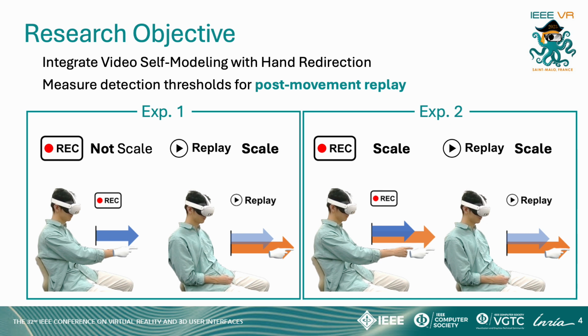As a first step, we measured the detection threshold in two replayed scenarios. In Experiment 1, no scaling was applied during the motor task, but the replay shown afterward was scaled. In Experiment 2, scaling was applied both during the motor task and during the replay.